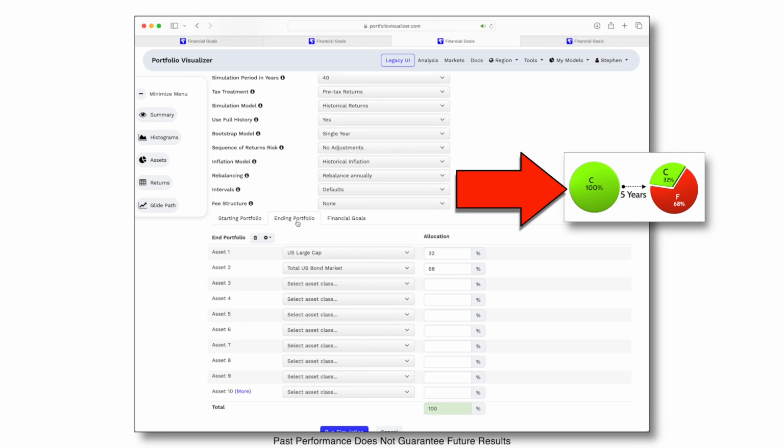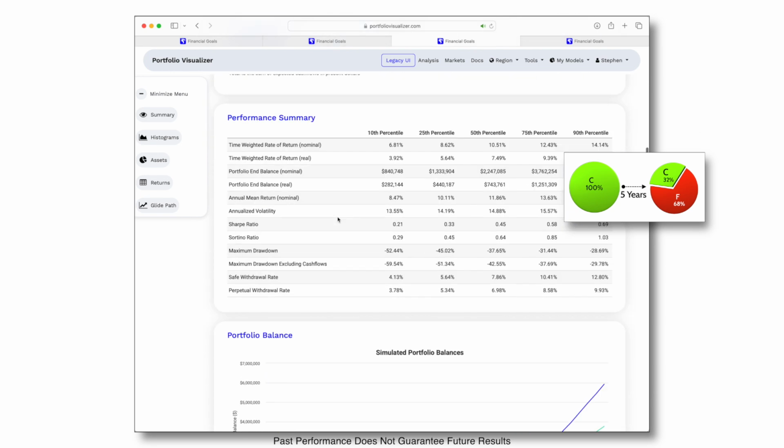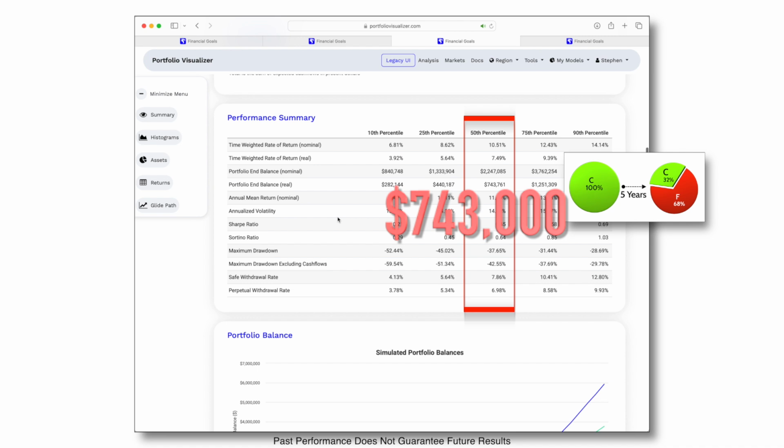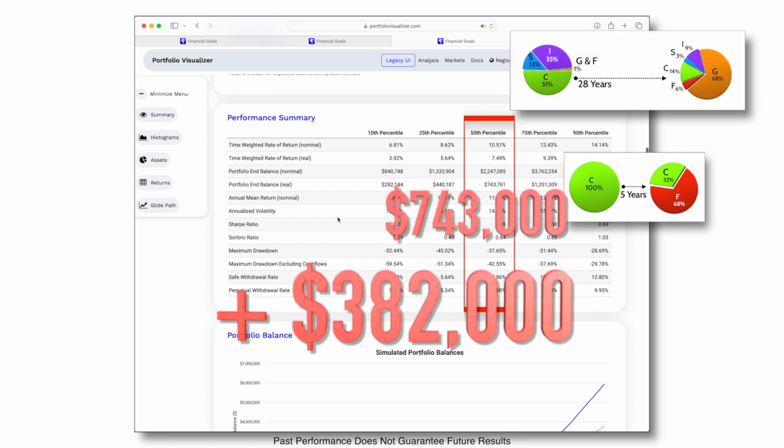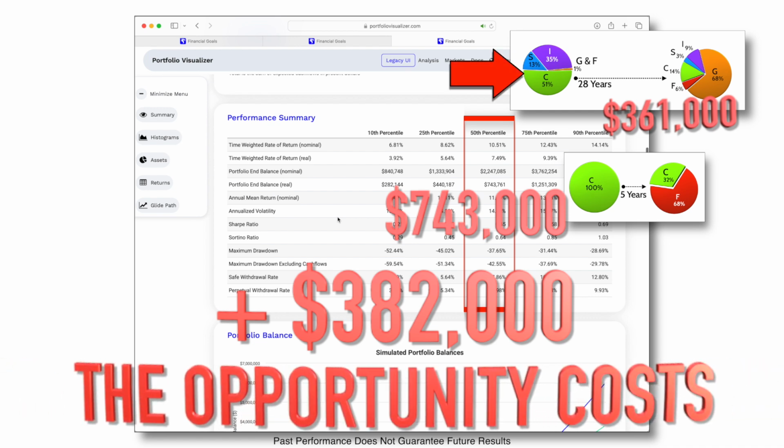Consisting of the same allocation to growth and conservative funds at retirement and $250 monthly contributions. Now the expected real value of the 50th percentile of our simulation is $743,000, or approximately $382,000 more than the base TSP strategy that ended with an expected real value of $361,000. Or, to put it another way, the opportunity cost of the combined suboptimal investment mix and the decision to shift investments to the G fund 28 years before retirement instead of 5 years out theoretically cost an investor $382,000 of their potential retirement portfolio, or more than half.